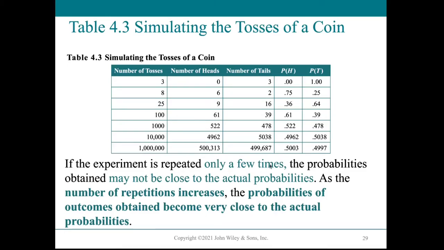So if the experiment is repeated only a few times, the probabilities obtained may not be close to the actual probabilities. As you see here, 3 times or 8 times is actually quite far. But if you increase the number of repetitions, the probabilities become very close to the actual probabilities. Now, why do we need to simulate this coin toss when we already know that the probability of getting heads or tails is 50-50, because the classical approach says so?